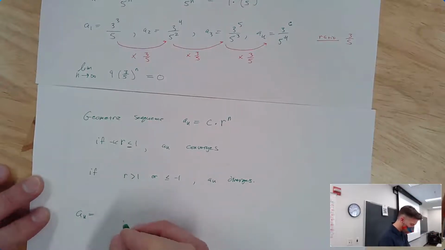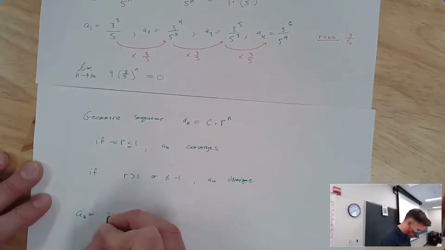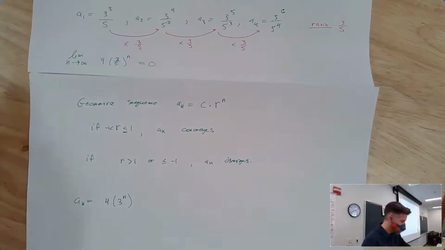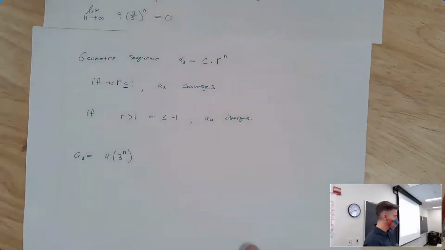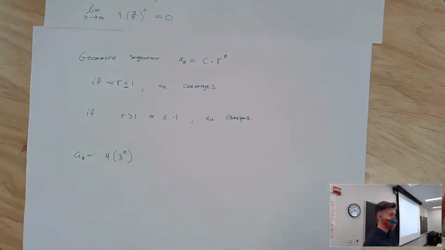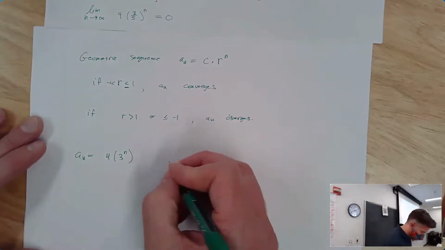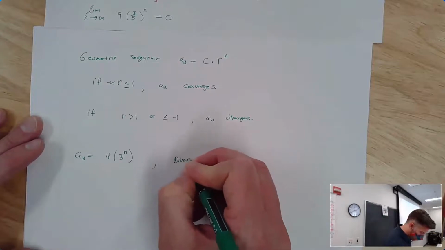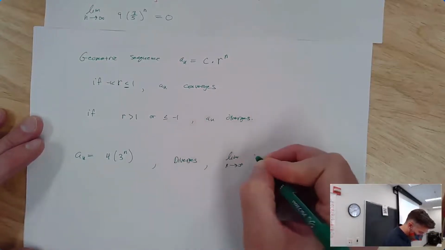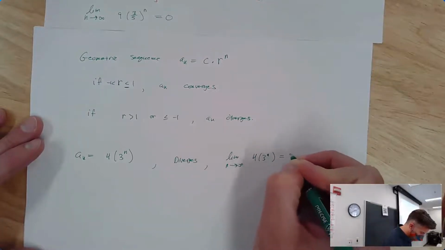Let's say a sub n was 4 times 3 to the n. So now, as n gets larger, what happens to the quantity here? It also gets larger, right? If n is 1, I get 12. If n is 2, I get 36. If n is 3, I get 108, and so on, right? It gets big fast. So this definitely diverges. The limit as n goes to infinity of 4 times 3 to the n is infinite.